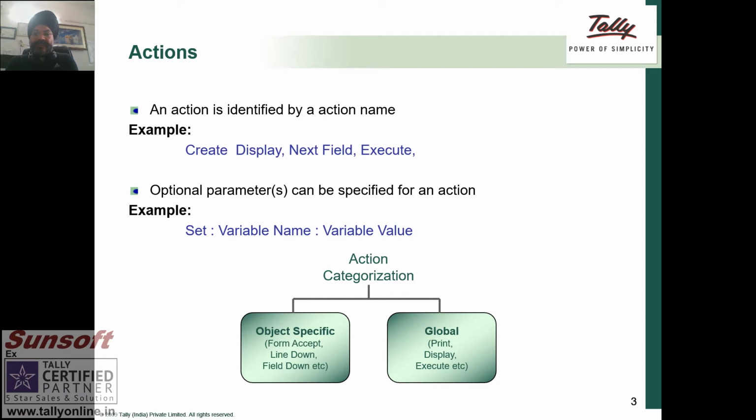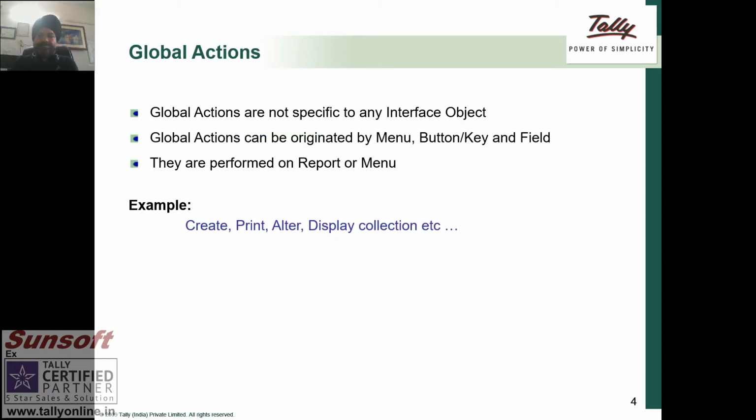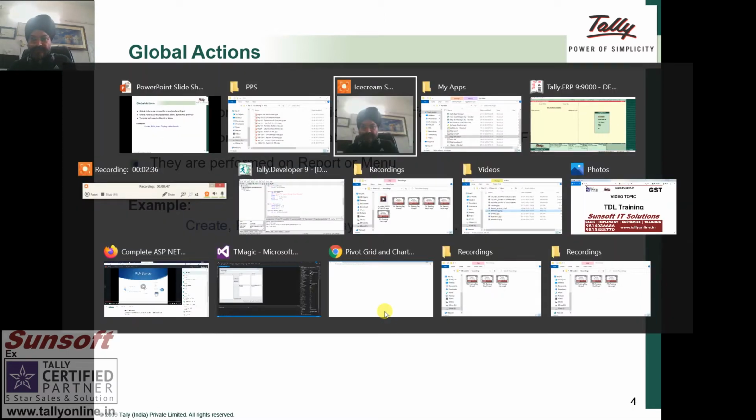An action can be identified by action name, like create, display, next field, execute, and optional parameters, like set variable and variable value that we did in the button category. And there are some object specific actions like form accept, line down, field down. We will see this in later topics. Then there are some global actions like print, display, execute. Global actions are not specific to any interface. Global actions can be triggered by menu, button, key, and field. They are performed on a report or menu. So let us have a brief discussion on this.